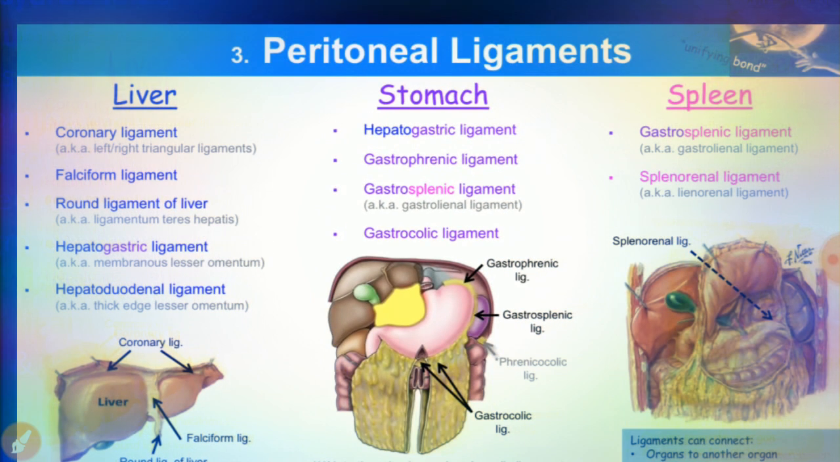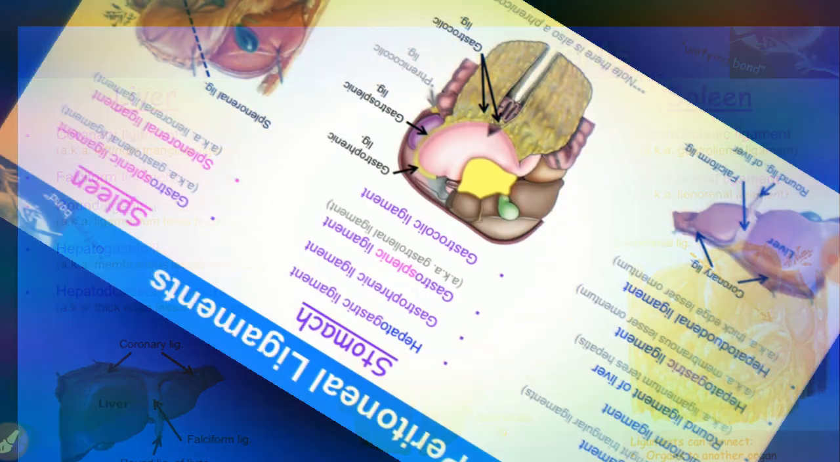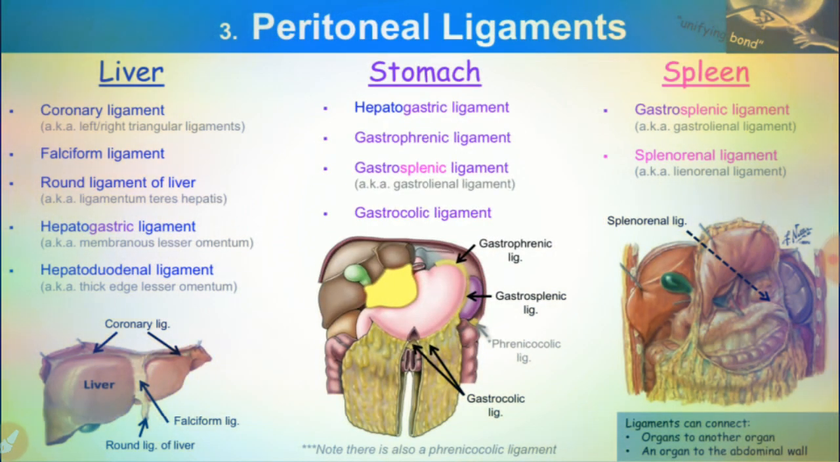Next one is the peritoneal ligaments. We have to know what all the peritoneal ligaments are. Under the peritoneal ligaments, we see that there are three organs. First one is the liver, second one is the stomach, and third one is the spleen. Under the liver there are 5 types of ligaments. What are those? First one is the coronary ligament.